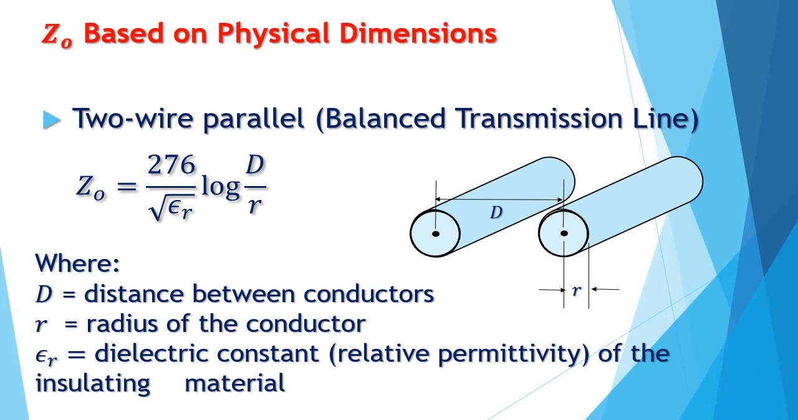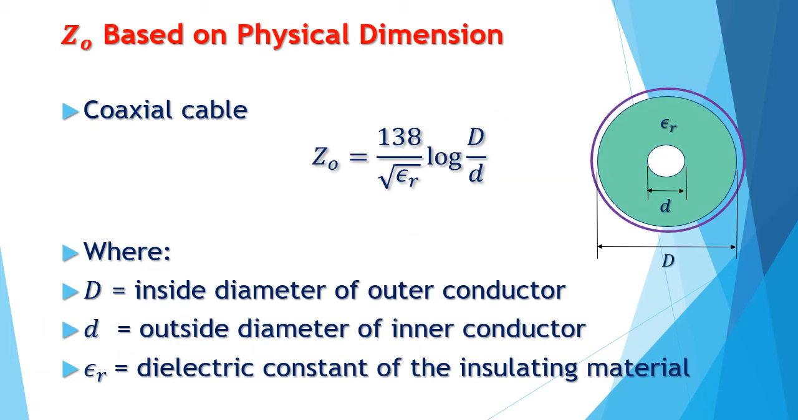Different insulating materials would yield a different dielectric constant. Usually this is given in the problem. Now another formula for characteristic impedance. This time it's for a coaxial cable. The formula is Z sub O is equal to 138 divided by the square root of epsilon R times the logarithm of capital D over small d.